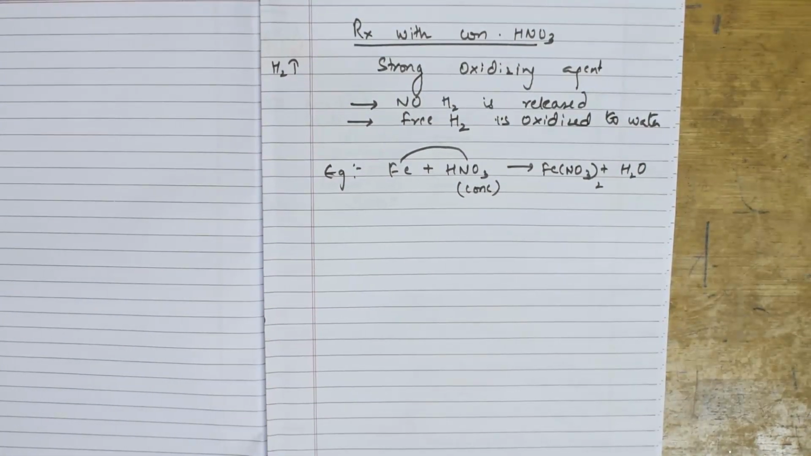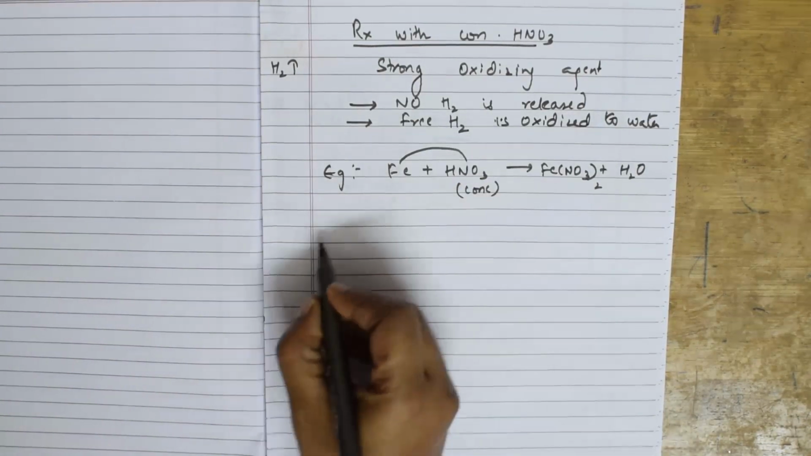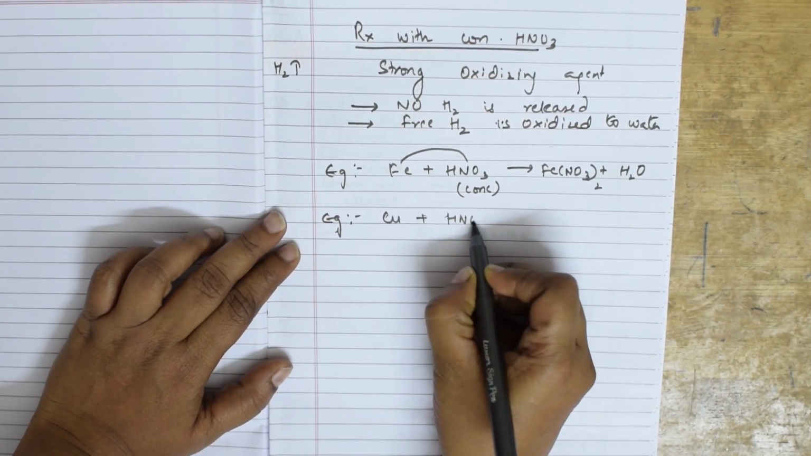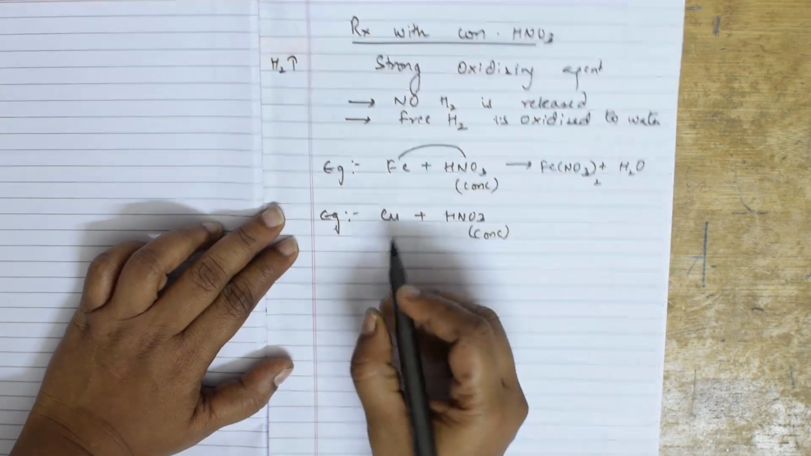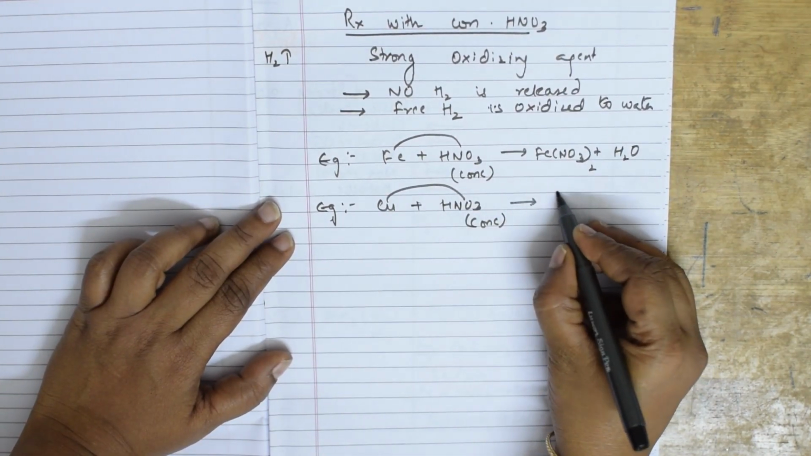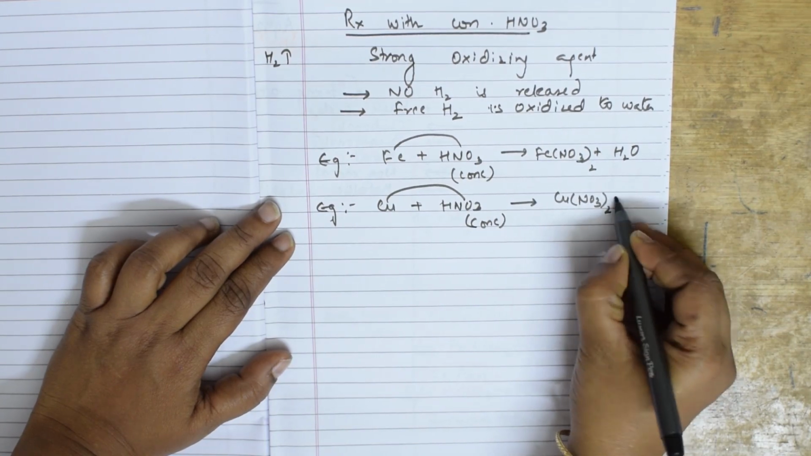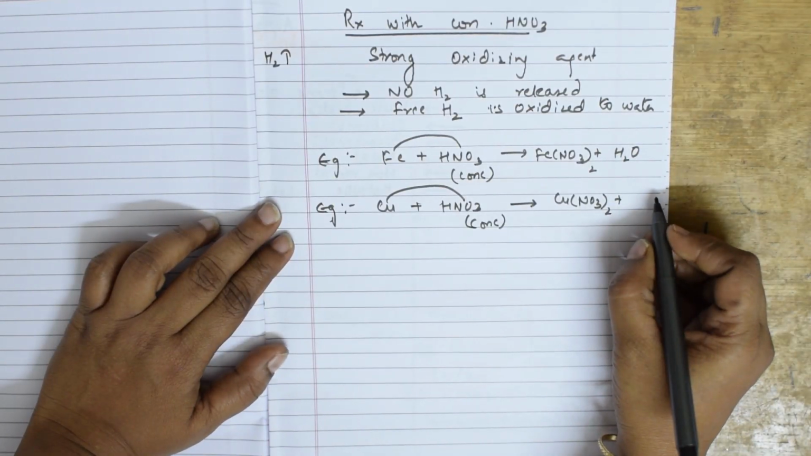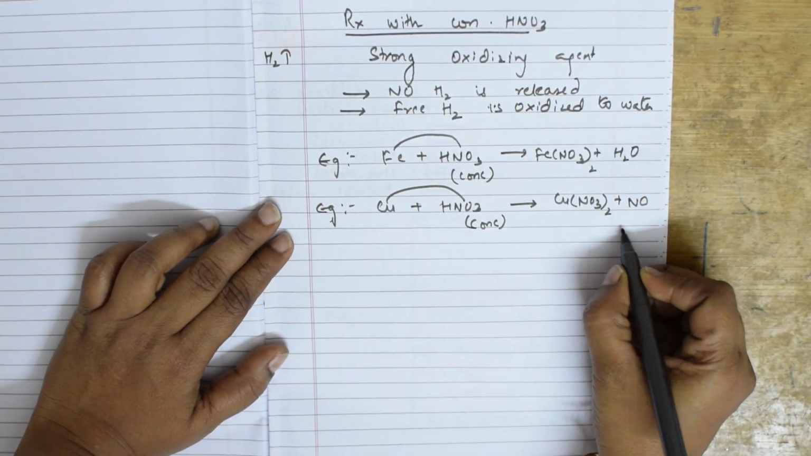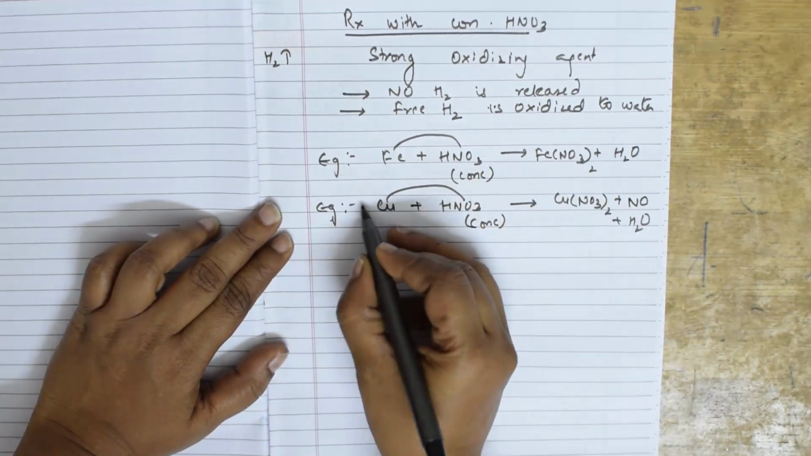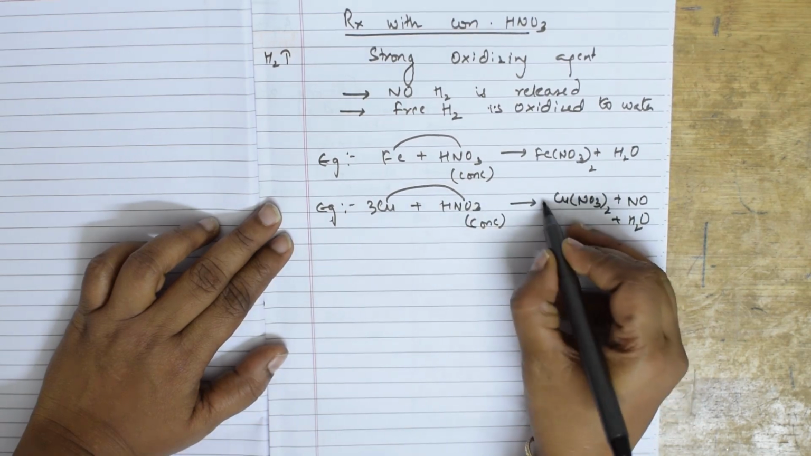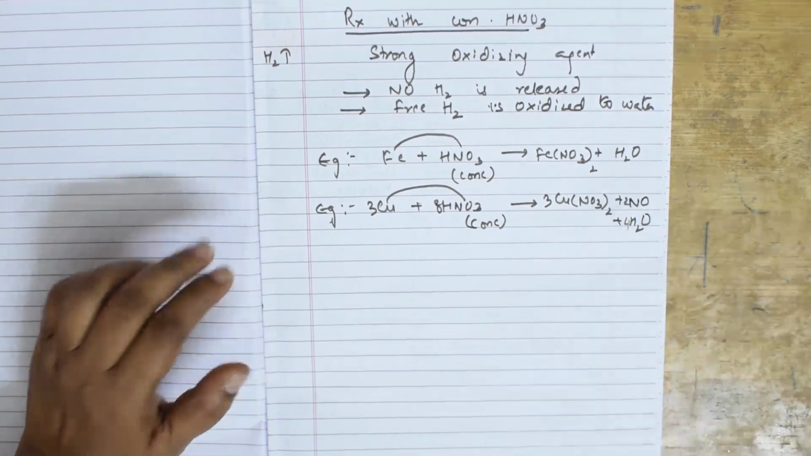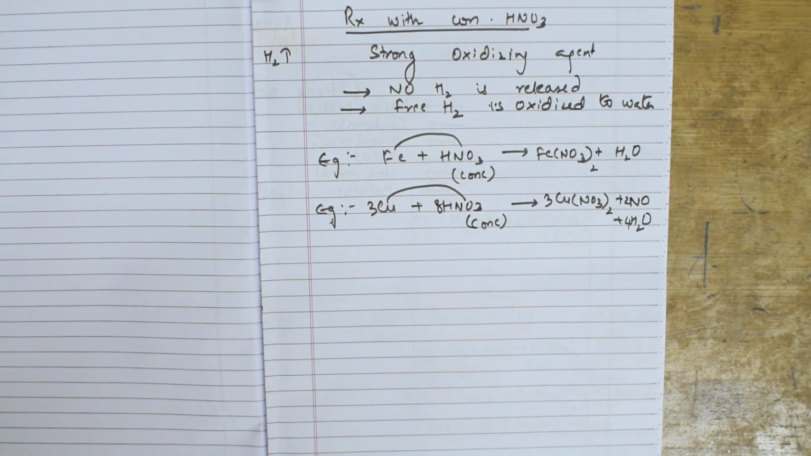Suppose I take the next metal, copper. Let me take one more example here. Copper I'm combining with concentrated nitric acid again. What do we get? We get copper nitrate, and as I told you, you're going to get NO plus water. If I have to balance this, 3, I'll take this also 3, I'll make this 8, I'll make this 2, I'll make this 4. Done, students? Let us see one more.